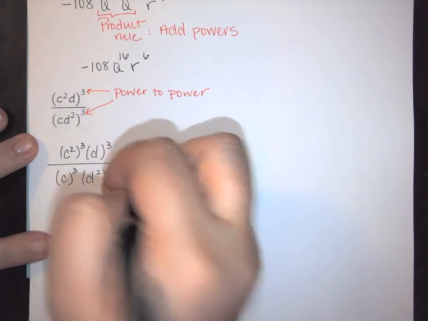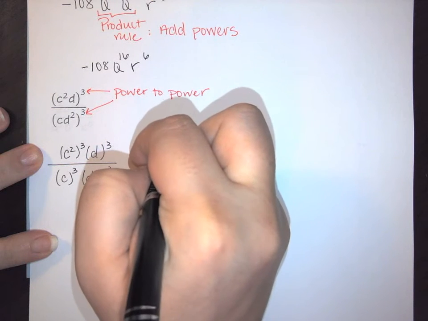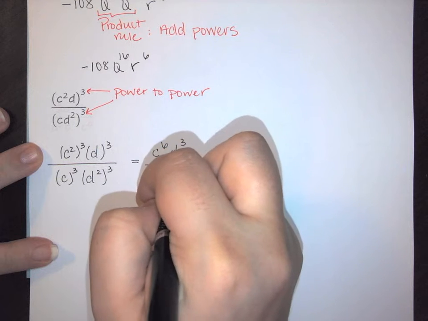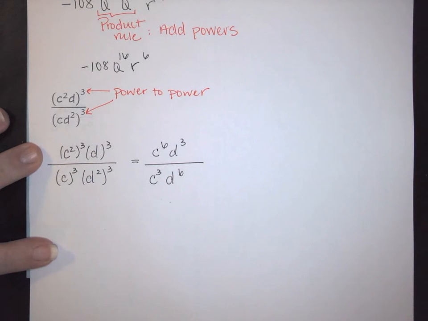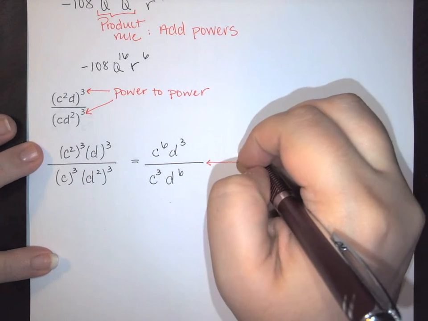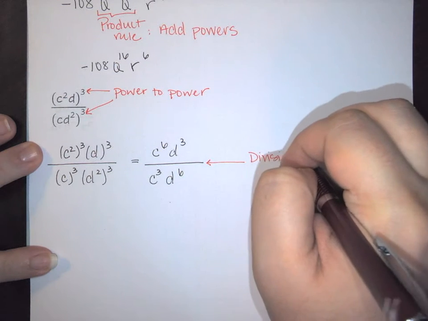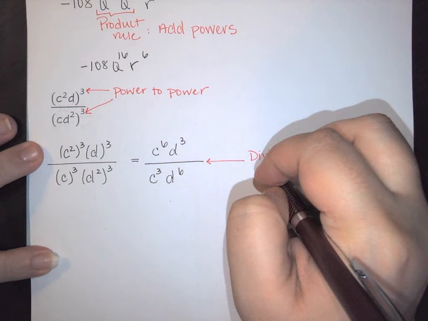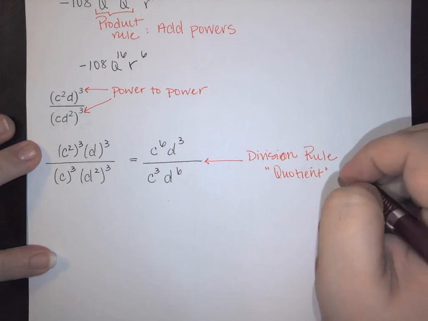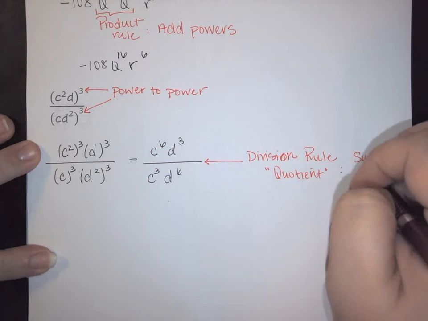So my power rule says that you multiply, so this is going to become c to the 6th, d to the third, all over c to the third, d to the 6th. Now this division line, or this fraction line here, is going to say that we have what some like to call the division rule, better known as the quotient rule. And the quotient rule says that you have to subtract your powers.